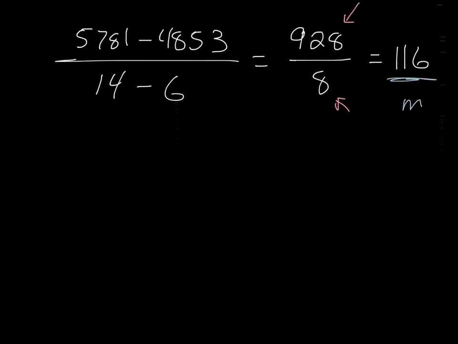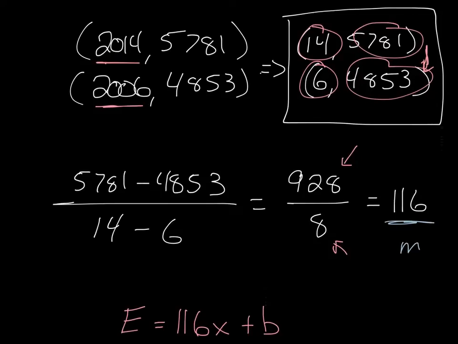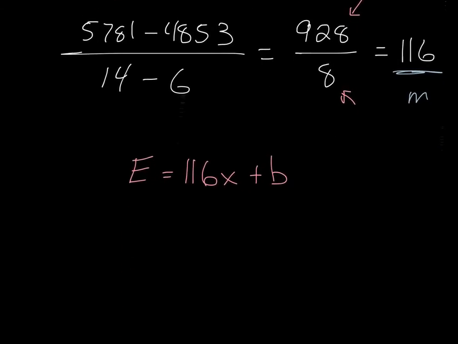So our linear model now looks like E equals 116x plus B. We found our slope, or this M value. To find this B value, we're going to plug in one of these points. Let's plug in this first point right here. So we're going to plug in the information for x and y, 14 for the x and 5,781 for the y. That's looking a little crazy, but let's plug in those numbers for x and E, and we're going to use those pieces of information to solve for b.